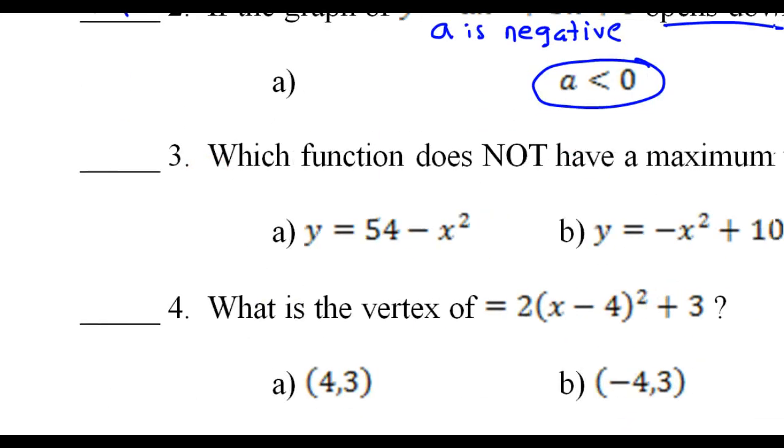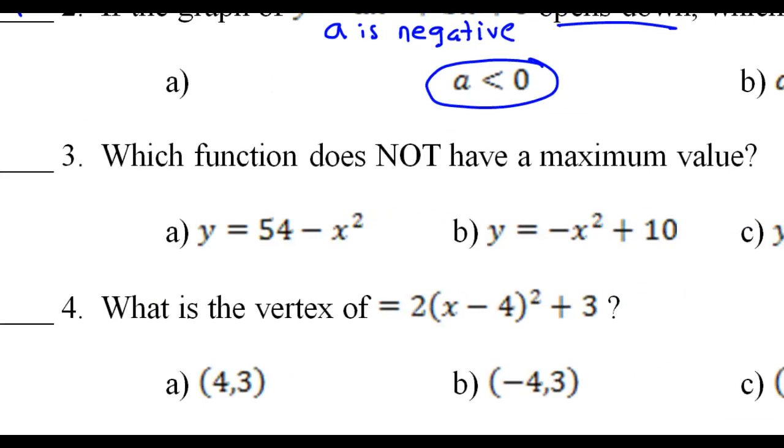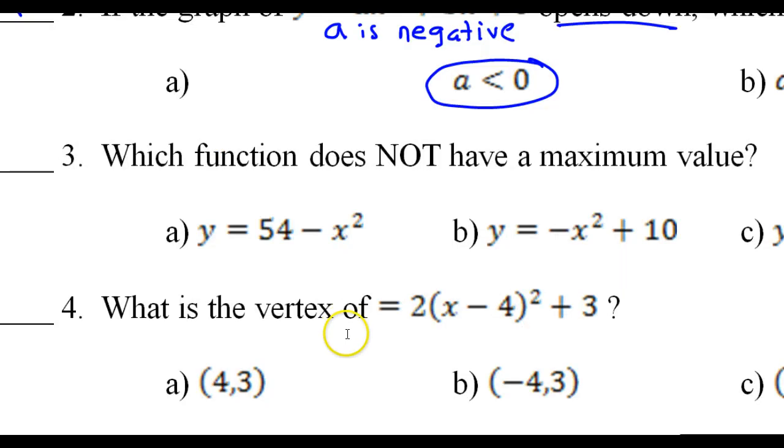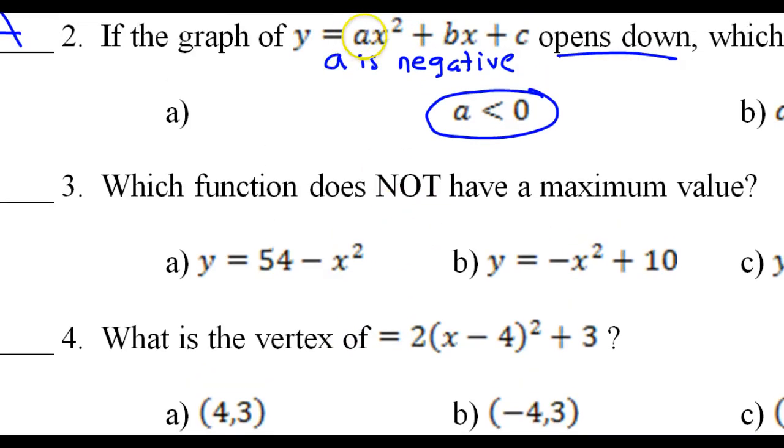All right, number 3. Which function does not have a maximum value? Well, look, people, when we're talking about these parabolas, a parabola like this has no max because it goes up forever. A parabola like this would have no minimum value because it goes down forever. So if they're saying which one has no max, that's another way of saying which one faces upward. So we're looking for one that has a positive a value.